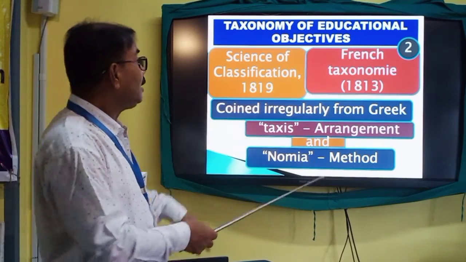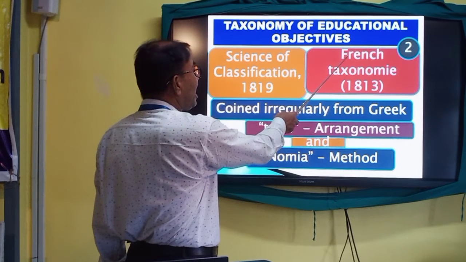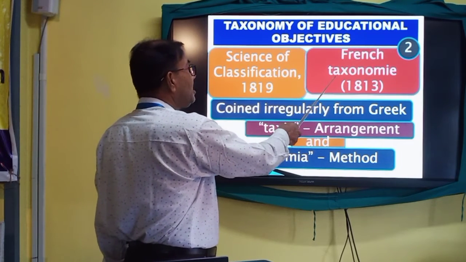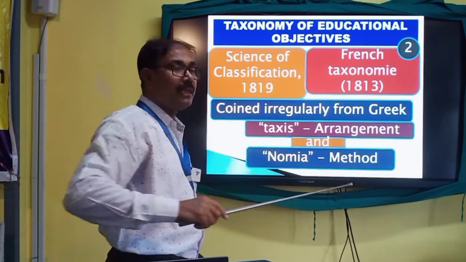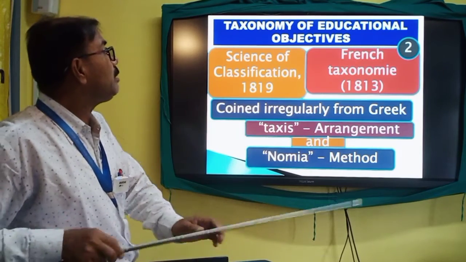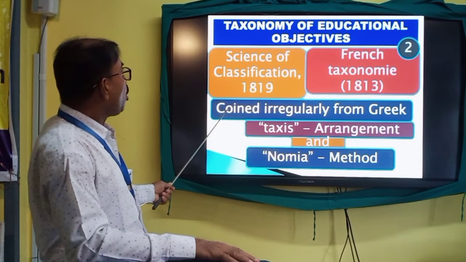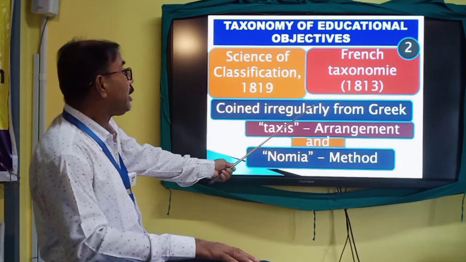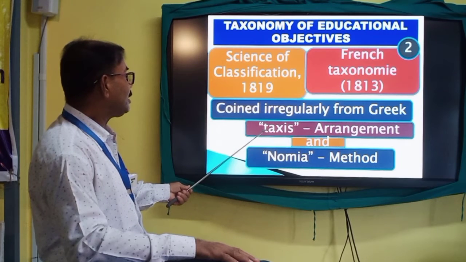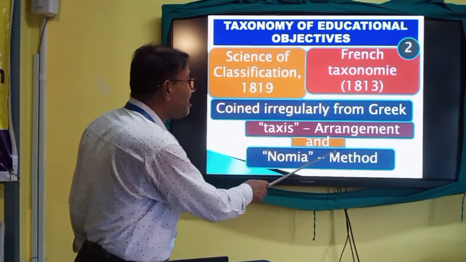And then again, we find that before this, in 1813, it was used in France. The French term is taxonomie, taxonomy, which was used in 1813 there in France. On this term, taxonomy has been coined irregularly from Greek. Taxis and nomia we have found, and here again taxis means arrangement, and nomia means method.